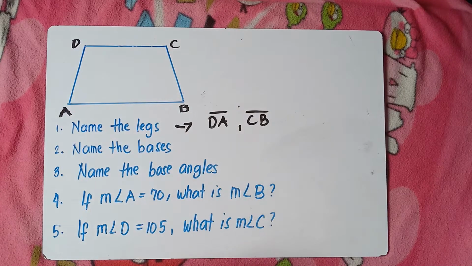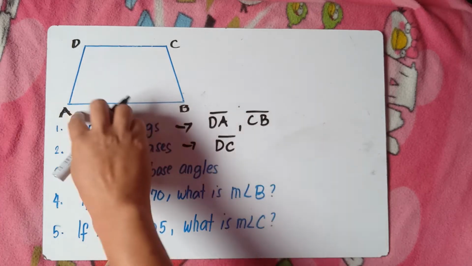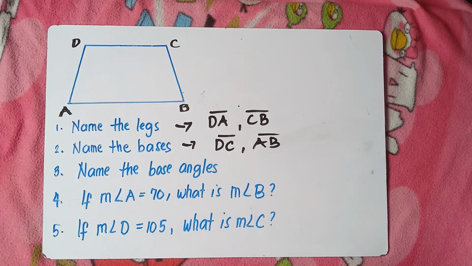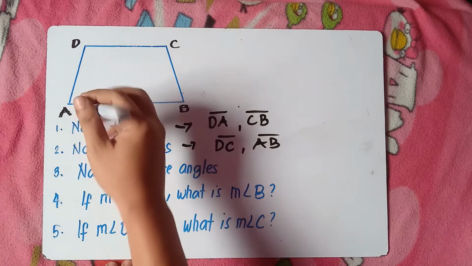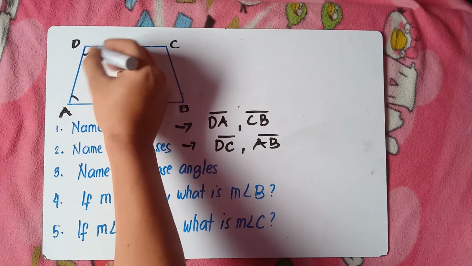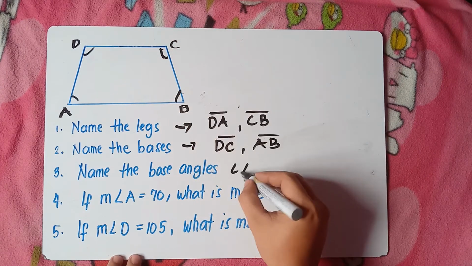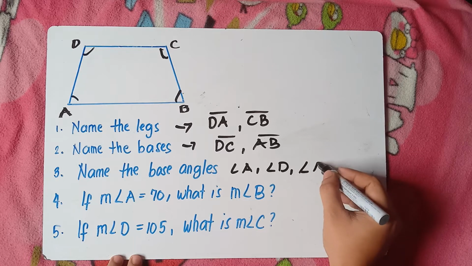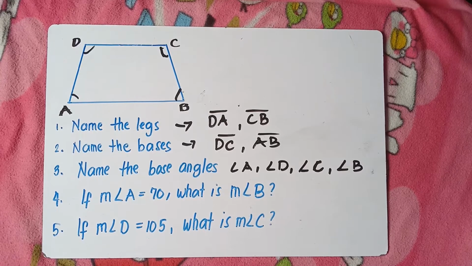Next, name the bases. The bases are line DC, or line CD, and line AB, or line BA. Those are the bases. Name the base angles. The base angles are angle A, angle D, angle C, and angle B.